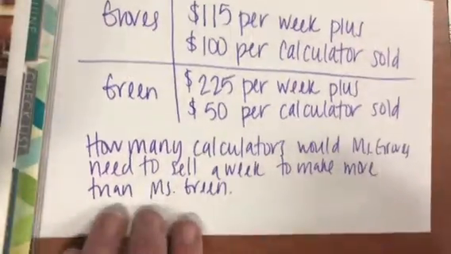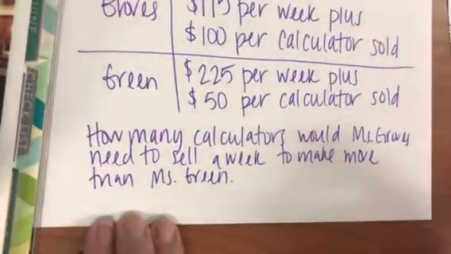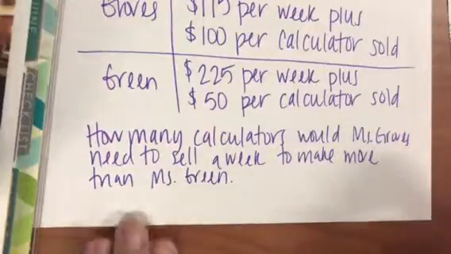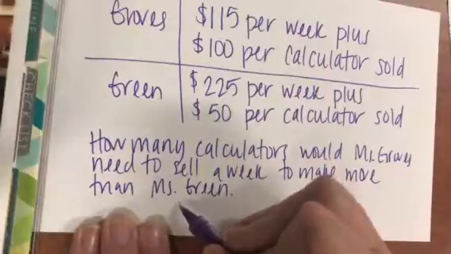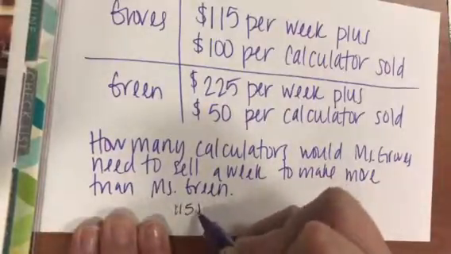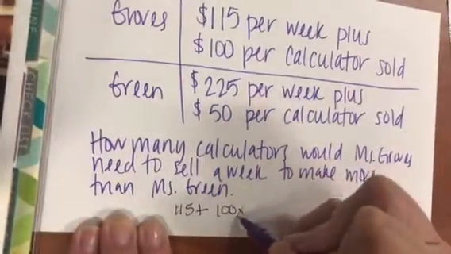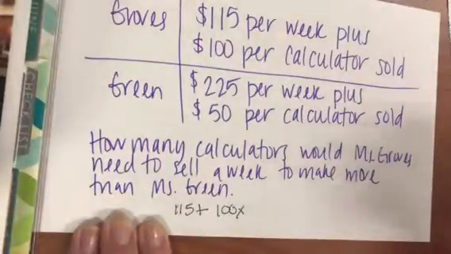So let's start with writing our equation, or inequality. Inequality. I'm going to be rich with Badger bucks. Inequality. So it is 115 per week plus 100x, because it's per calculator. Because it's based off the calculator.